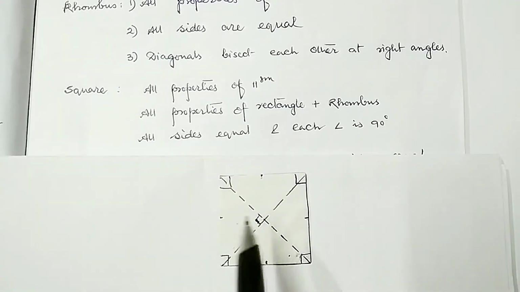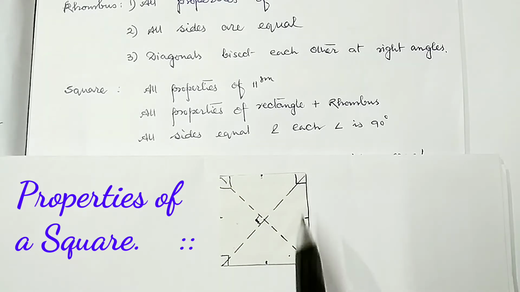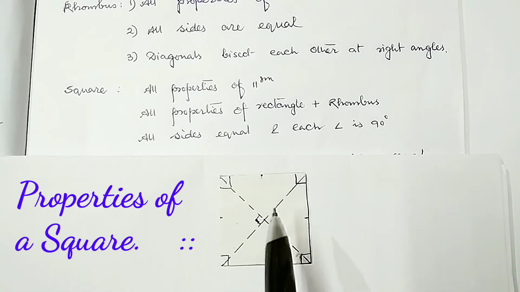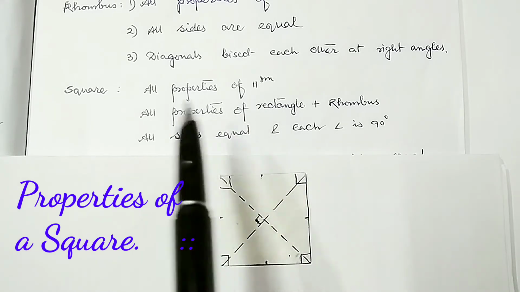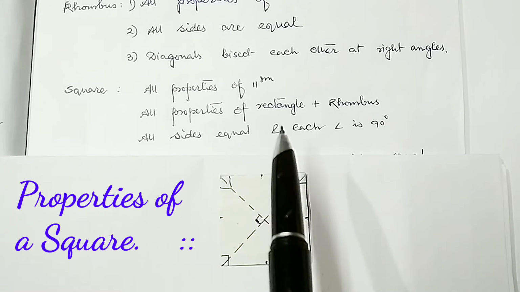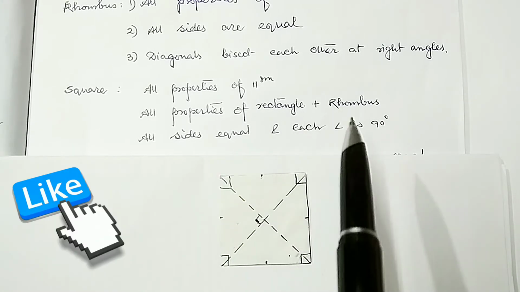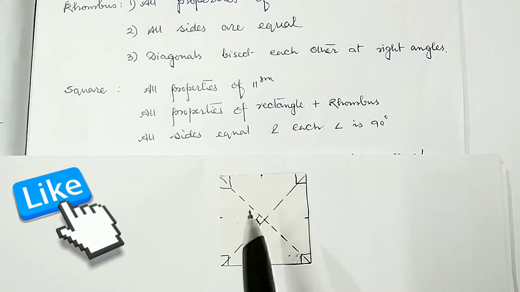In case of a square, all the sides are equal, this side, and this side, all the sides equal and each angle is of measure 90 degree. Now, since it is a special type of parallelogram, all the properties of parallelogram are applicable here. And since this figure is a combination of rectangle and rhombus, so all the properties of rectangle and rhombus are also applicable in case of a square.